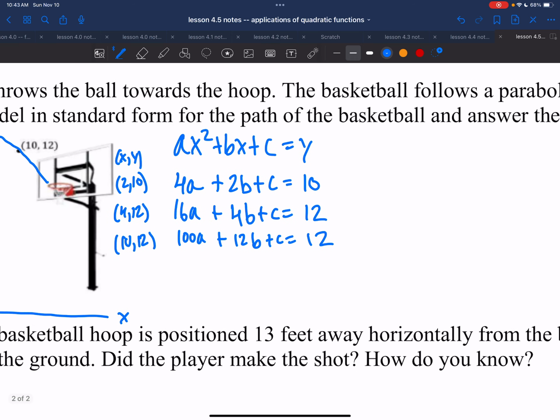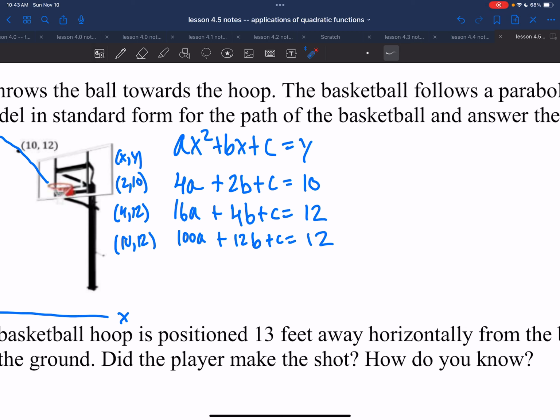If you have no idea what I'm doing right now, you probably want to go watch 4.1. It's the last example in that video. But this is a method we've learned to take 3 points, use a matrix calculator, and then that will tell you standard form.